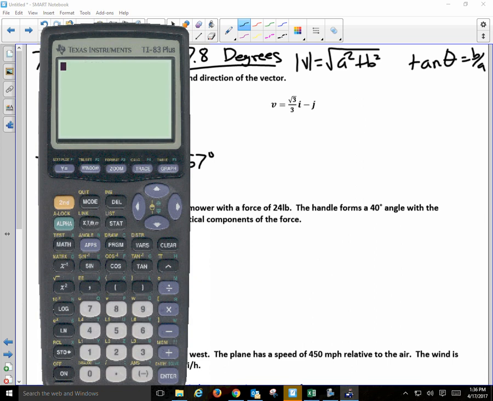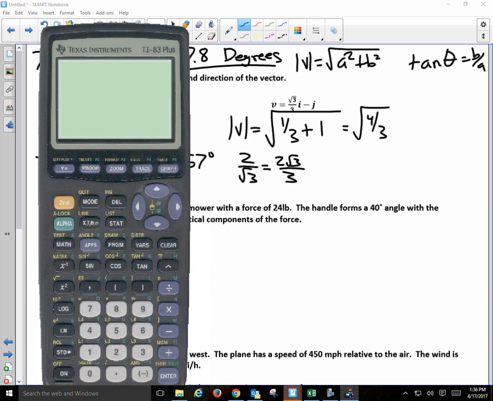Okay, this one, we have the magnitude of the vector is equal to the square root of, what if I square a? 1/3. And what if you square negative 1? 1. So what I end up with is the root of 4/3. I can take the square root of the top to get 2 over the root of 3, which is 2 roots of 3 over 3. So that's my magnitude for the vector. And then to find the angle, the tangent of theta is equal to negative 1 over the root of 3 over 3.